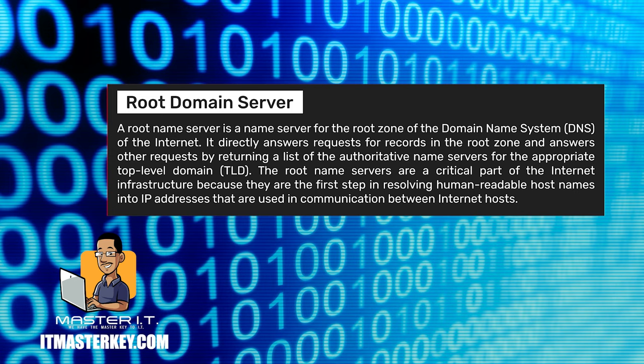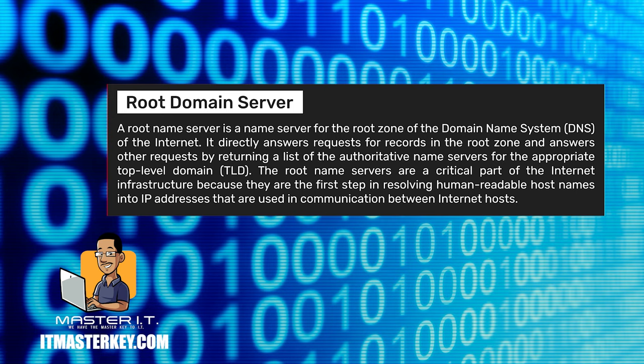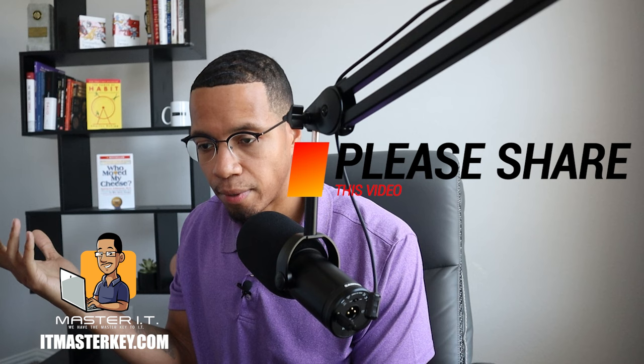Now, the root domain server is actually responsible for translating or matching up those IP addresses to website names, right? So we want to make sure that that's working correctly. If you have itmasterkey.com, the root domain server says, oh, this is the IP address that goes with that, and it matches up those two different things, right? Because remember, every website has an IP address, and if you don't have an IP address, it's not going to pop up. You won't be able to actually navigate to it, right?